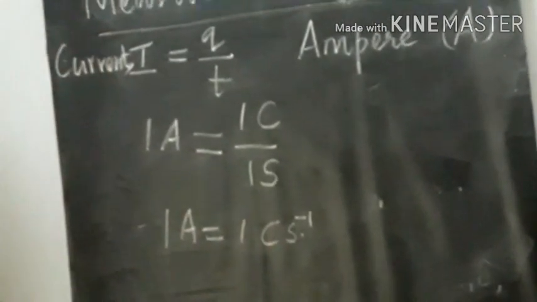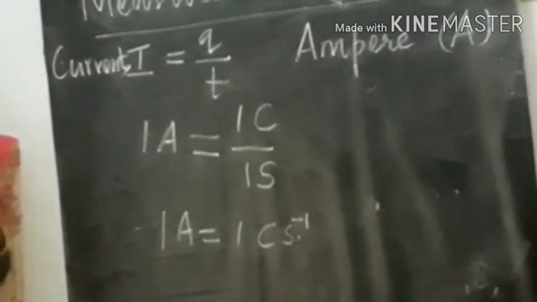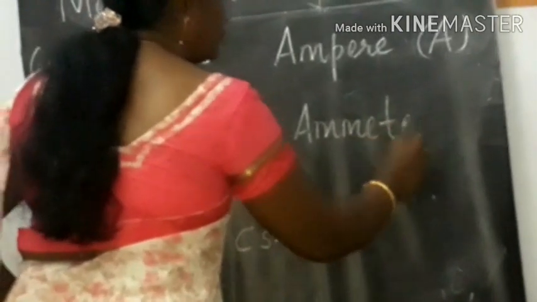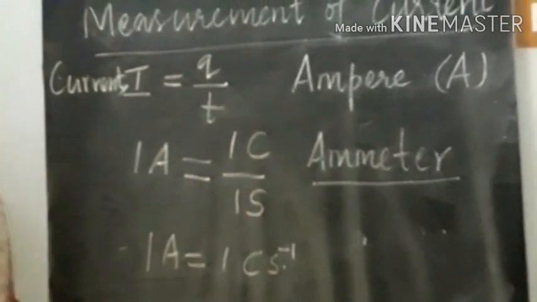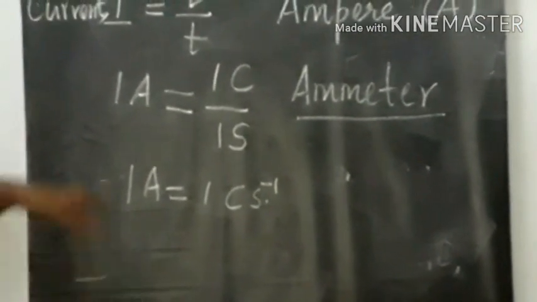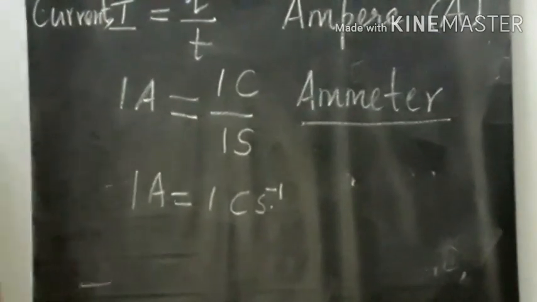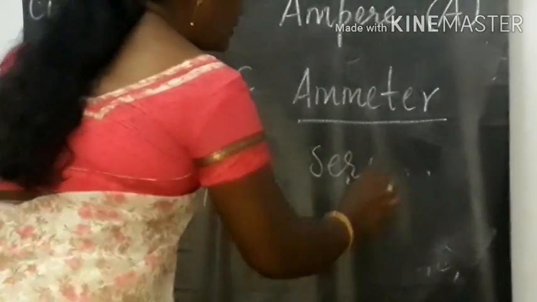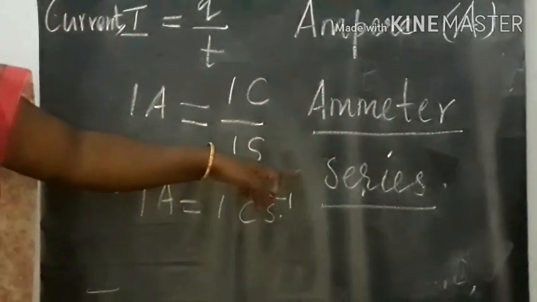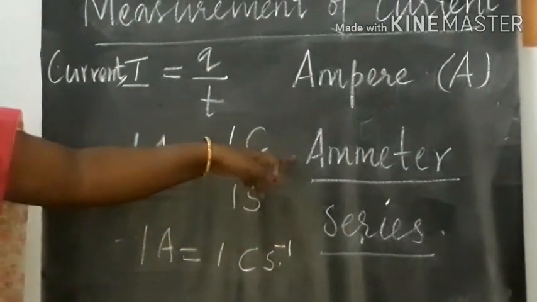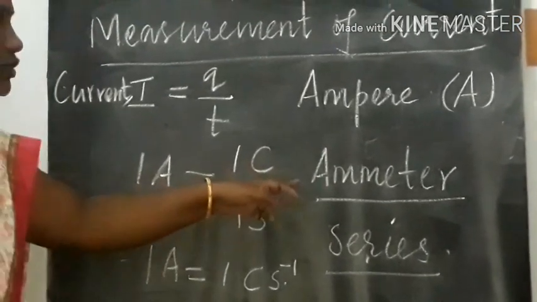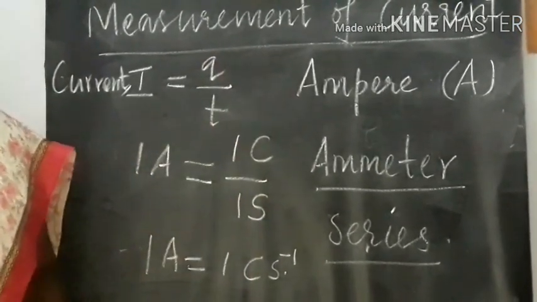Now the instrument used to measure the current is called an ammeter. The instrument used to measure the strength of the current is called the ammeter. And this ammeter is connected in series in the circuit. So what is a series circuit? We can learn in the next class. The ammeter is used to calculate the strength of the current in a circuit.